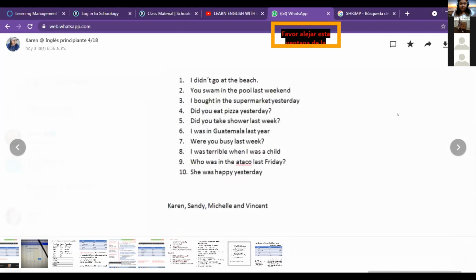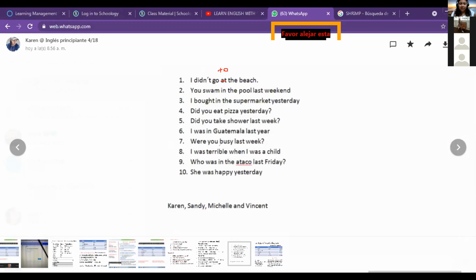Okay, let's see. Just a detail over here. When we say I didn't go, we say to the beach. We say at the beach when we are in the place already. For example, I am at the beach today, or I'm not. Now, to the beach is when we move from a place to another. Okay, in the pool, I bought in the supermarket.